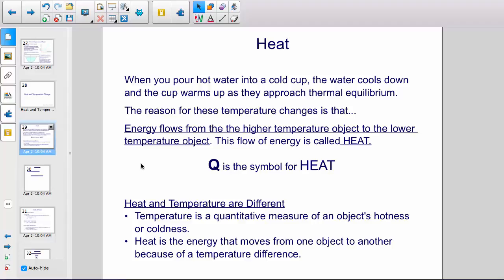Now, heat and temperature are different. Temperature is a quantitative measure of an object's hotness or coldness. Heat is the energy that moves from one object to another because of a temperature difference.